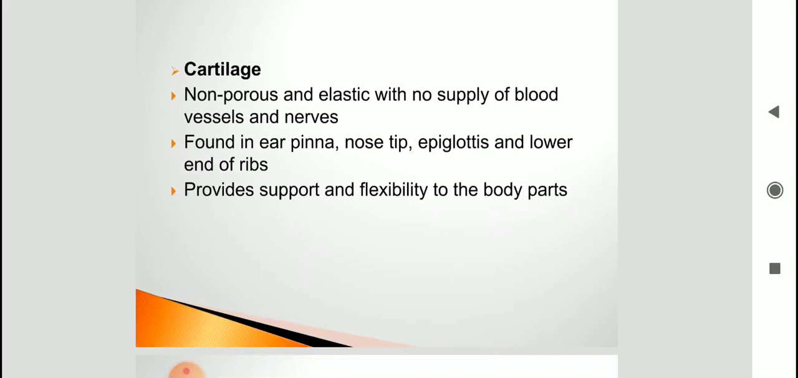Cartilage, as I told you, we will find them in the ear pinna, nose tip, epiglottis, and lower end of the ribs. Now they are non-porous and they are quite elastic. There is no supply of blood vessels and nerves, and that is why whenever we move these regions like the nose tip and ear pinna, they are very flexible. We can move them easily. They can be bent easily. So their main function is to provide support and flexibility to the organs.